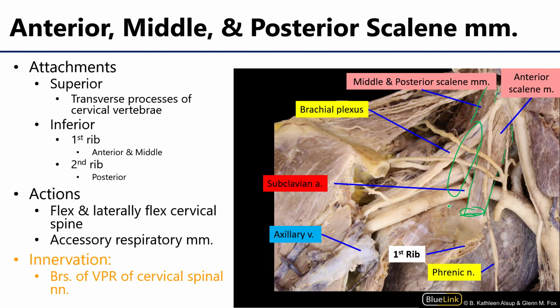With the C-spine stabilized, the scalene muscles act as accessory muscles of respiration, and they elevate the first and second ribs. By doing so, they expand the volume of the thoracic cavity, which helps with inspiration, or bringing air in. These scalene muscles are innervated by branches of the ventral primary rami of various cervical spinal nerves.